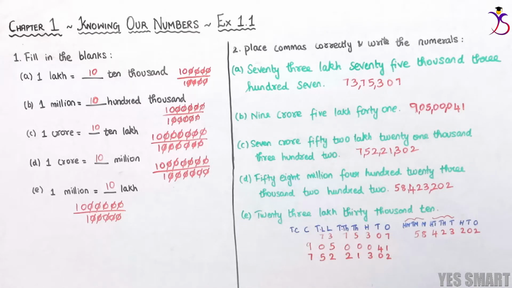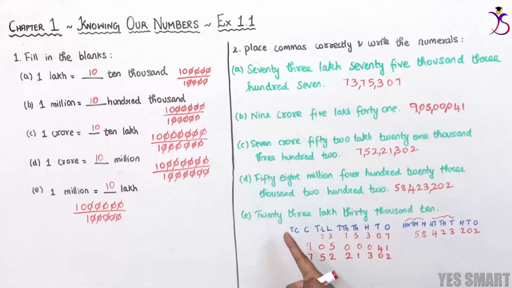Whatever system it might be, we will be placing the commas from right hand side to left hand side. So if it is an Indian system, we will be placing the commas after three digits, followed by two digits. But if it is the international system, we will be placing the commas after every three digits. We are always supposed to move from right hand side to the left hand side in placing the commas.